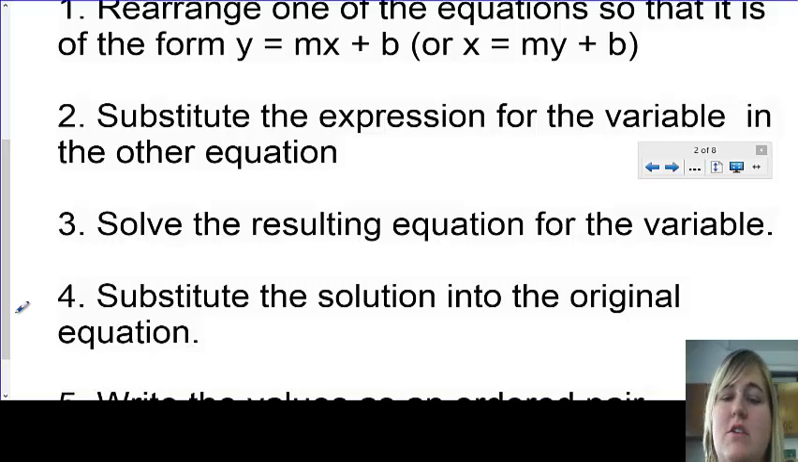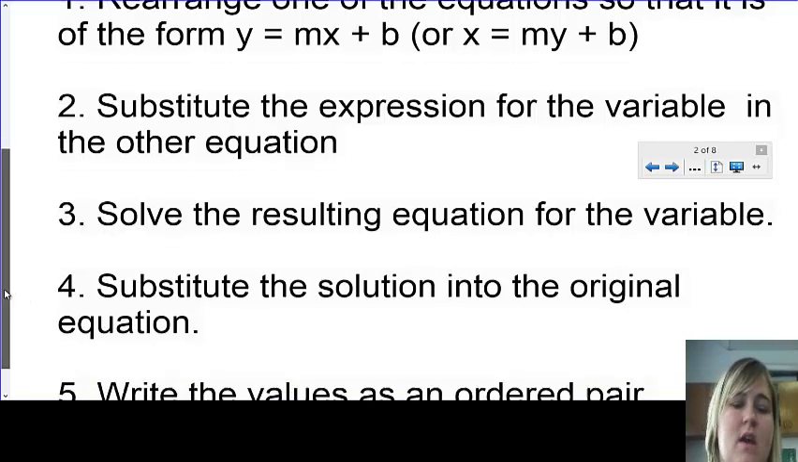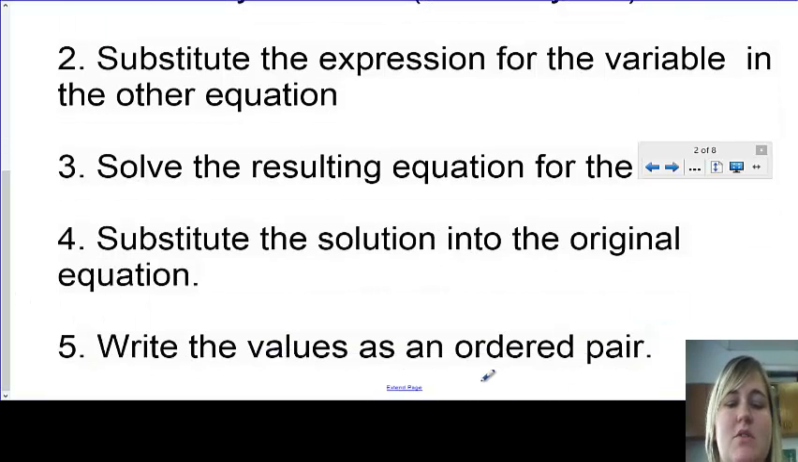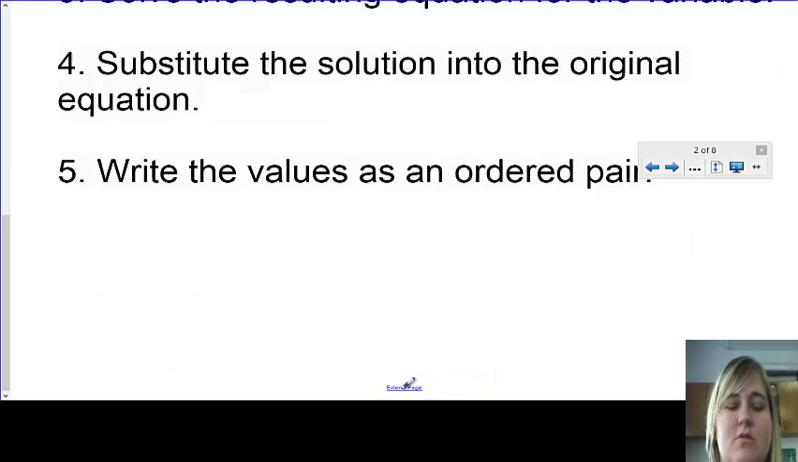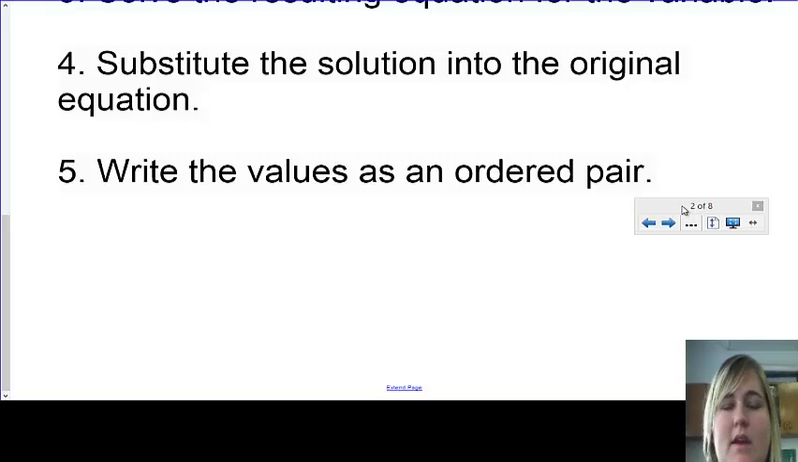Then it says substitute the expression for the variable in the other equation. Solve the resulting equation for the variable. Step 4 says to substitute the solution into the original equation and then write the values as an ordered pair, because we should remember from solving systems of equations by graphing that the solution to the system is the point that they meet, which is an ordered pair (x, y).